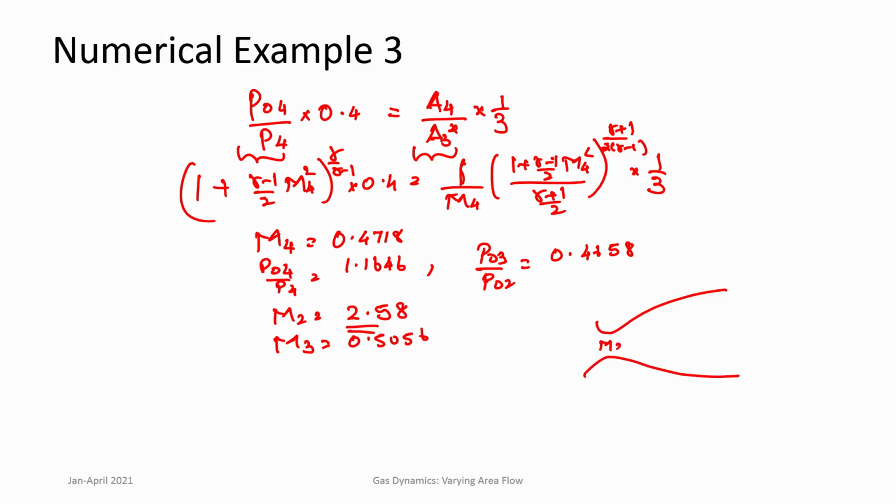Now we know 2.58, so this is the case. Mach number equal to 1 here. At section 2 Mach number is 2.58 and there is a shock there, and then you have section 3 and 4. Okay, so if you know 2.58, you know the area ratio. So area ratio A2 by A2 star is 2.842. So this is the area ratio at which the shock occurs.